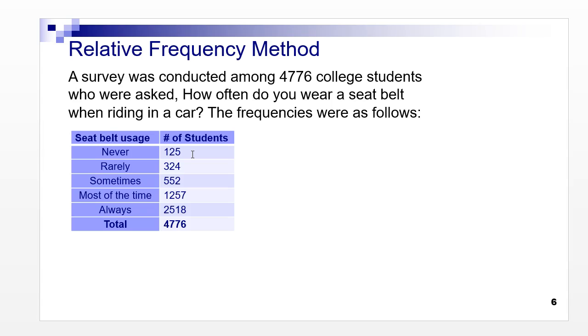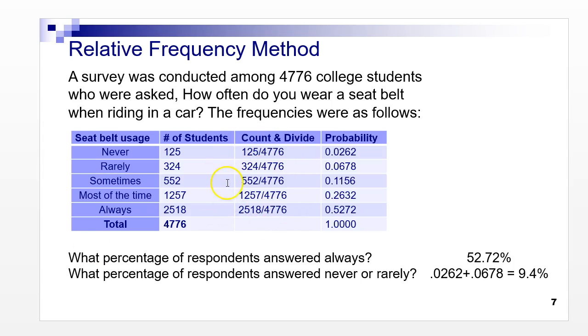So if we want to calculate the frequency, we do the count and divide: 125 divided by 4776. If we want the probability that they said always, we would take 2518 and divide it by 4776. It's really a method of doing count and divide. It's the means to the end here. So here we have all those count and divides that we did and all the probabilities. You also see, if this is the collectively exhaustive set, all the probabilities, just like the dice, sum up to 1. So if one of them were missing, you would just sum up the others, subtract from 1, and the one left over would be that probability.